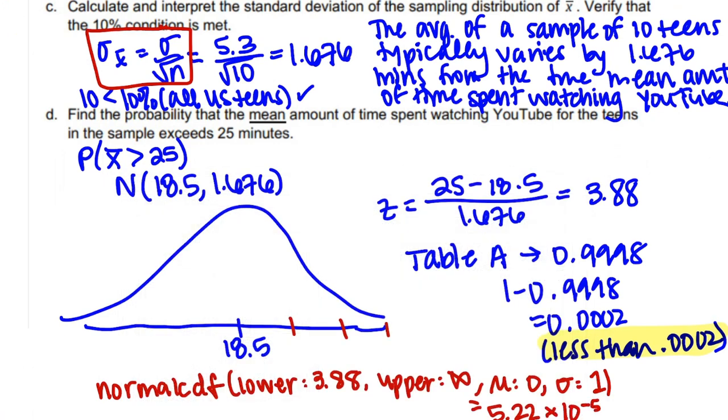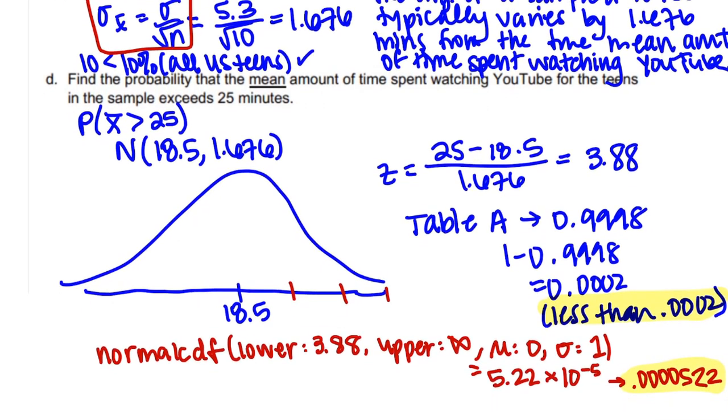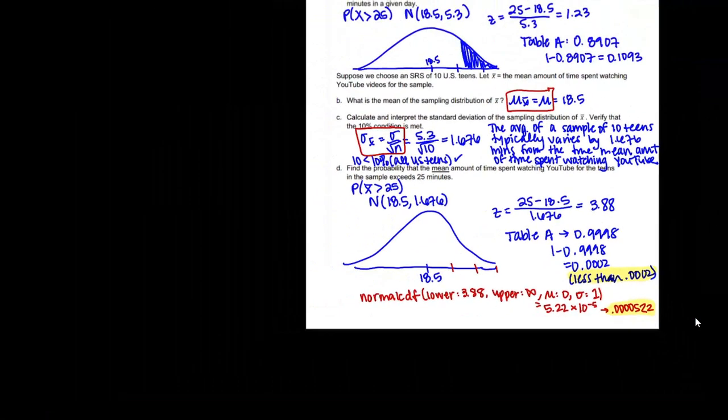So if we actually turn that into a number, that's going to be 0.0000522. And that is definitely less than 0.0002. Either answer is good. So you're fine to continue using table A and getting an answer less than 0.0002 and writing it like that. And you're fine to use your calculator and get a more exact answer. Either one works. So check all that out.